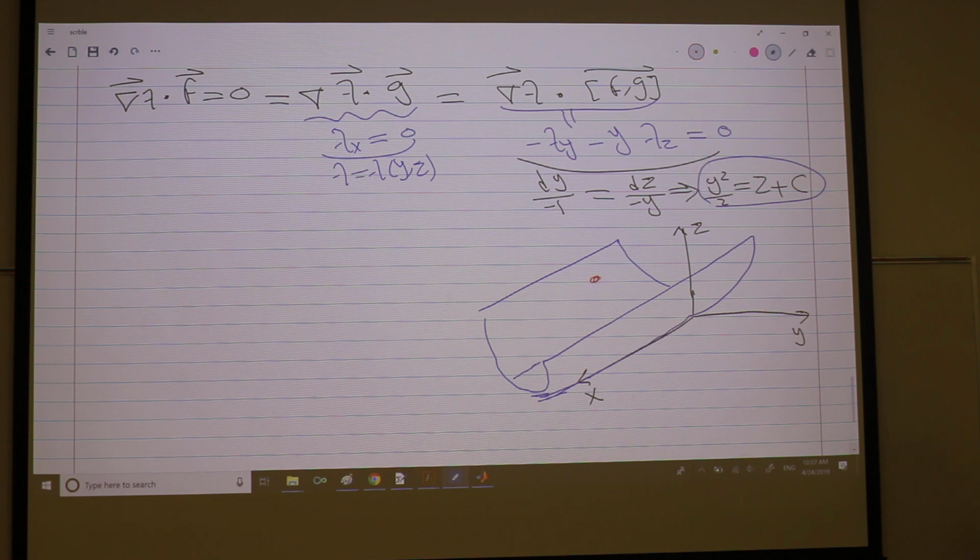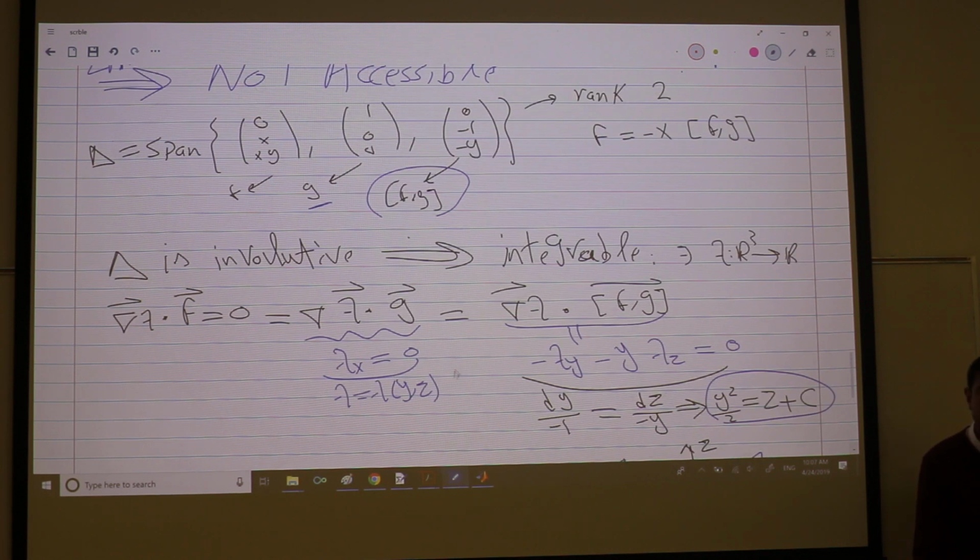So if you start anywhere here, no matter what you do with your control, you will not leave that surface. It's a thin slice in your entire three-dimensional space. Whoever designed this control system should go to jail. I mean, this is a very badly designed control system, right? Obviously, you need one more actuator. Any question about that? Any question?